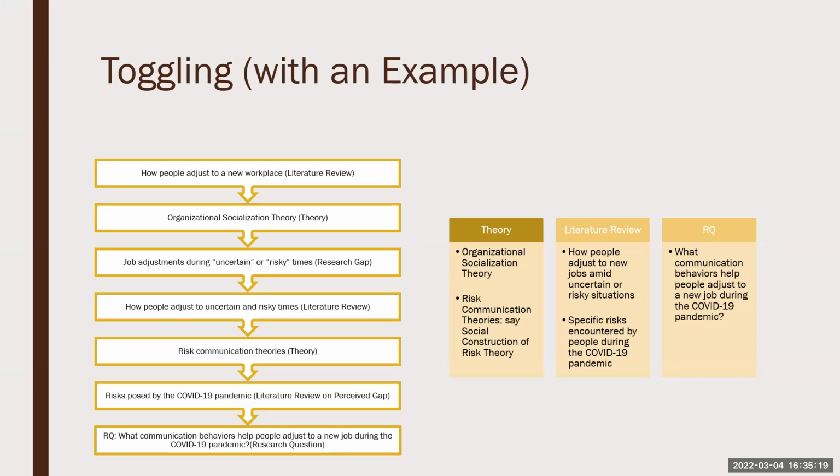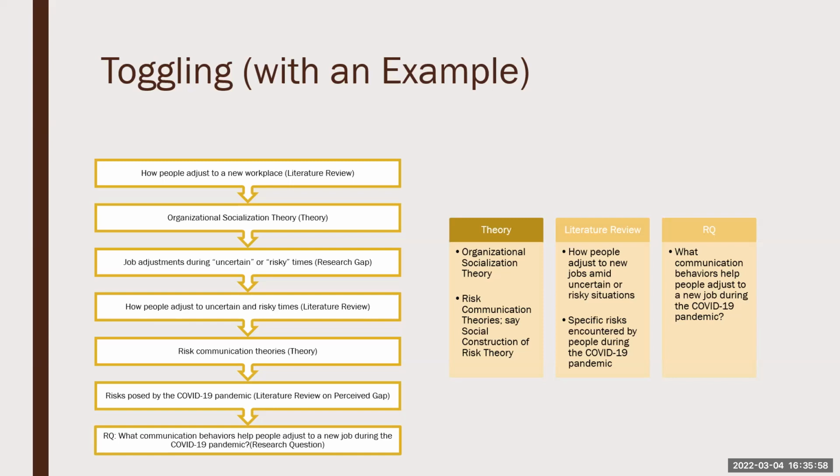And that is why it makes sense to combine organizational socialization with risk communication theories to understand how socialization occurs during uncertain times. Your next part of your theory section will go into a lot of detail about risk communication. And maybe you want to focus on a specific theory over there. The one that I have chosen is the social construction of risk theory, which really focuses on how the meanings of risk and the impact of risk are socially constructed through conversations.